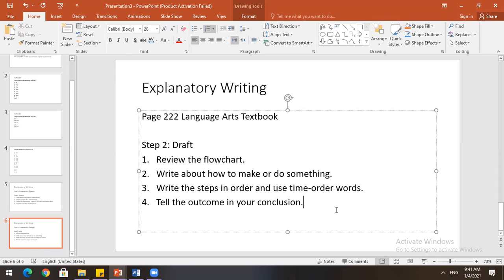Is the explanatory writing a project for us? Yes, it's going to be a project. I will be posting a project sheet for you all. When is this? In what day? It will be due next week. Okay, next week. So the last time is next week, yes?